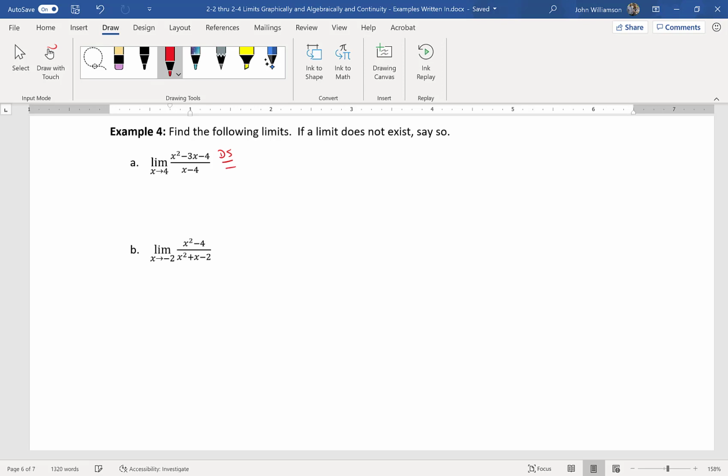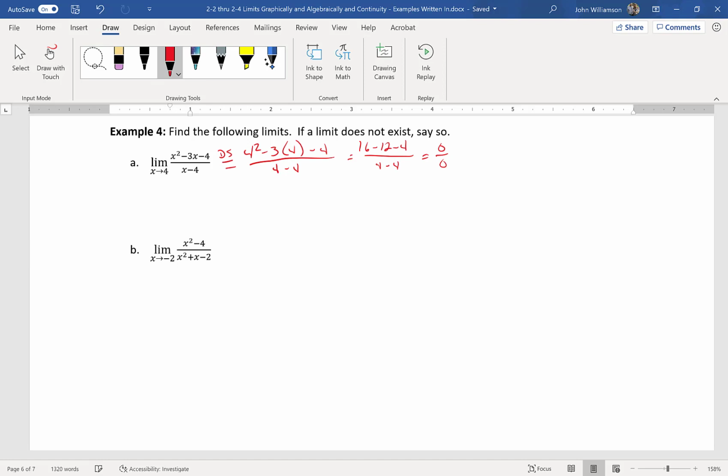So if I'm direct substituting 4 in, that gives me 4 squared minus 3 times 4 minus 4 all over 4 minus 4. So that gives me 4 squared, 16, 16 minus 12 minus 4, all over 4 minus 4. And so that gives me 0 over 0. That indeterminate form 0 over 0 should jump out at you and scream to you because we can't divide by 0. So we know 0 divided by 0 does not exist. So that means direct substitution fails.